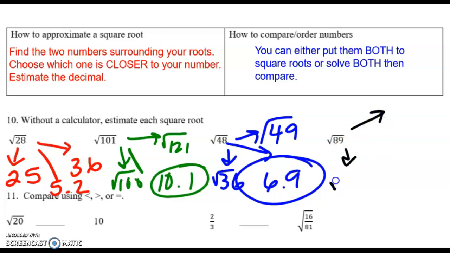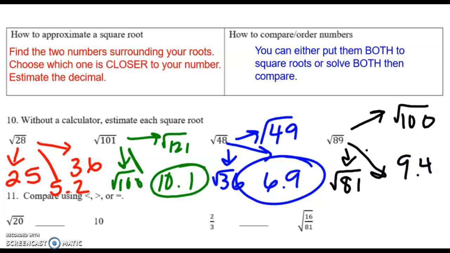And finally, for 89, let's see, what goes around it? I know that the square root of 81 is 9, and I know the square root of 100 is 10. So I have to think, in here, 89 is probably going to be a little bit closer over here. It's close to the middle. Let's go ahead and say 9.4 on this one. And you can always double check it, especially when you're doing your homework, just to make sure. Oh, look at that, 9.4339, so we were really close on that one.